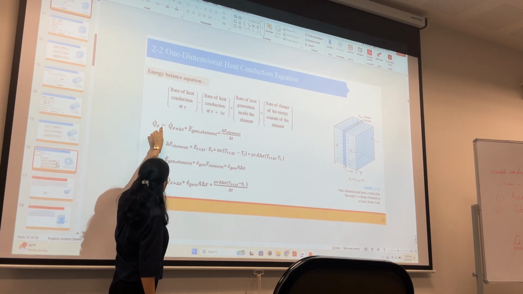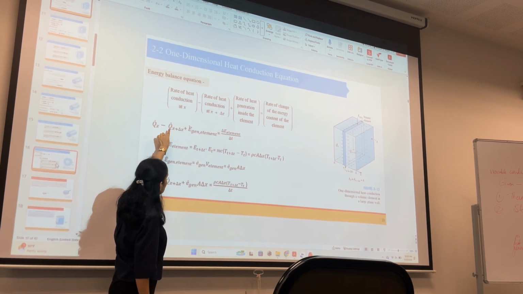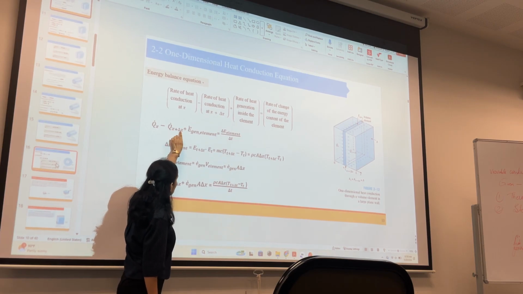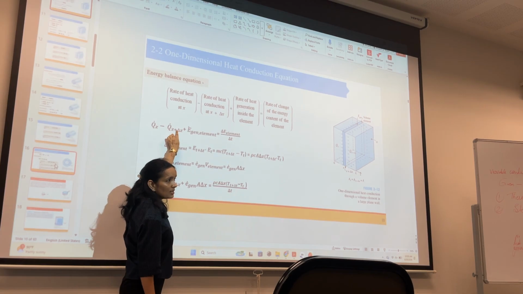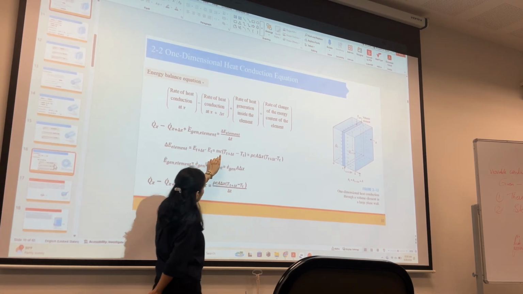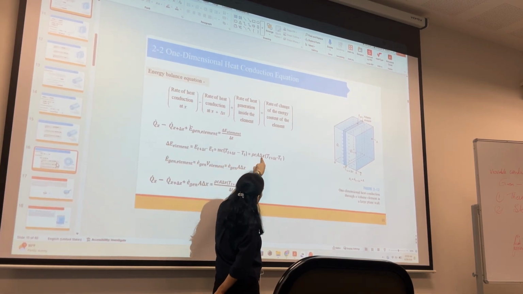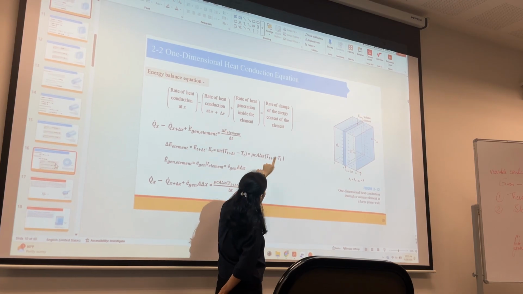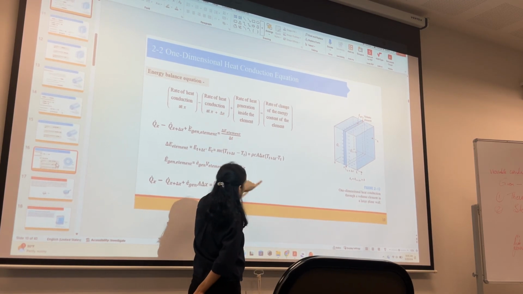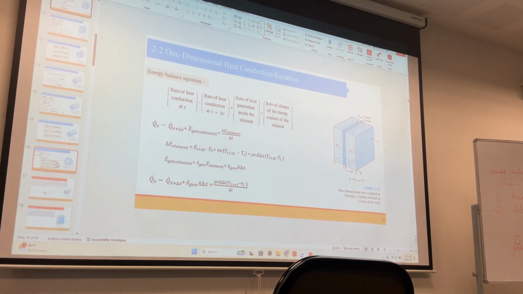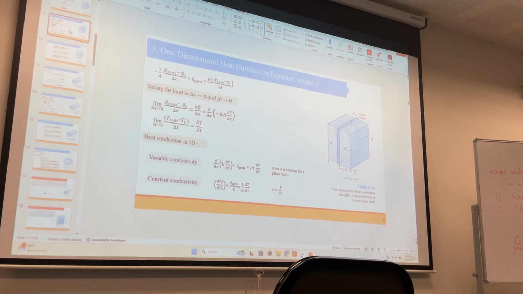So qx plus qy plus qz minus qx plus del x, qy plus del y, and qz plus del z. In the area you had only del x; in 3 coordinates, del y, del z. Same here. And then you follow the same steps, taking the limit and then coming up with these equations for the plane wall.